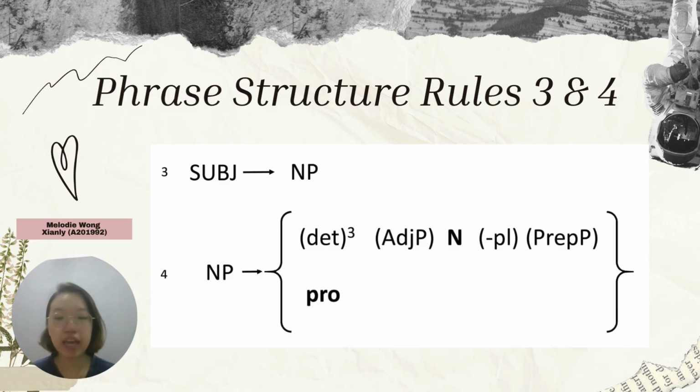And as you can notice, determiners, adjective phrase, plural, and prepositional phrase are all in brackets. So it means that all of these can be optional. You can have them in your noun or you cannot have them in your noun. Another thing that you should be reminded of is that you can have no determiners or you can have up to 3 different determiners for the first line.